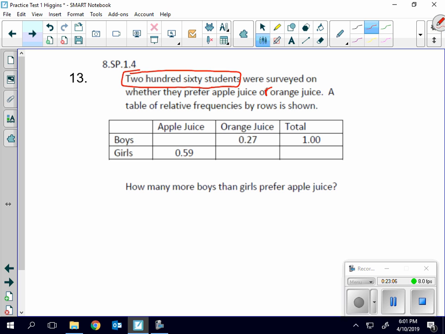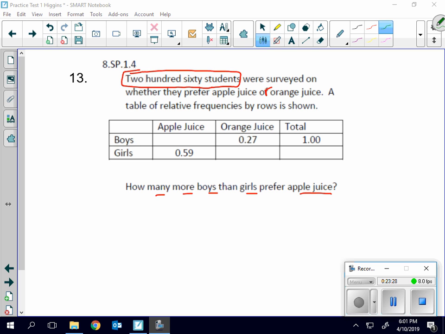A table of relative frequencies by rows is shown. They want to know how many more boys than girls prefer apple juice. Take a moment and make sure you copy down this table. Okay, how many more boys than girls prefer apple juice?